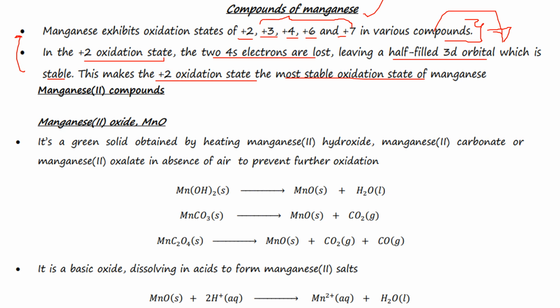So we're going to say that under manganese 2 compounds, we are going to start with manganese oxide. Now let's look at the various ways in which we can prepare manganese oxide. Manganese oxide is a green solid, and it's obtained by heating 3 compounds.